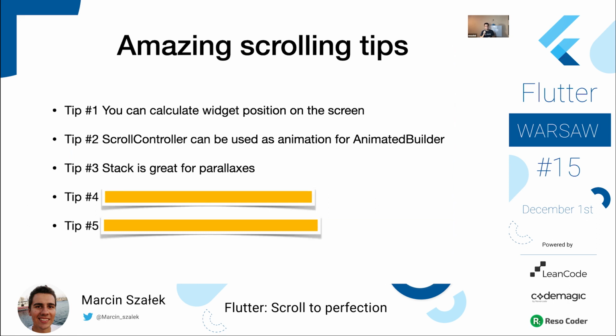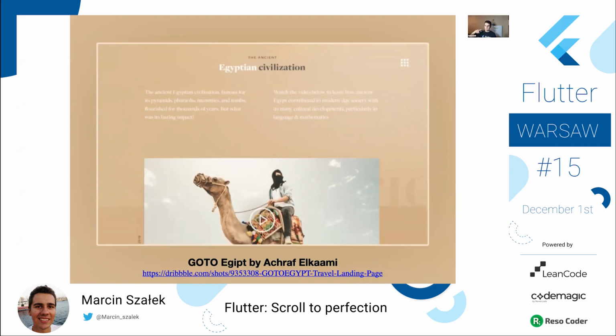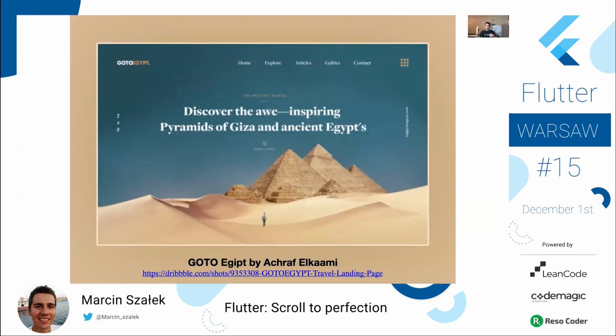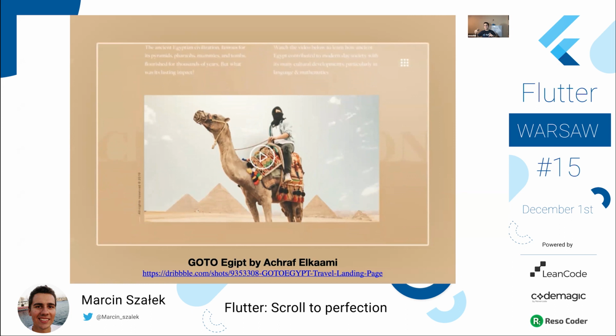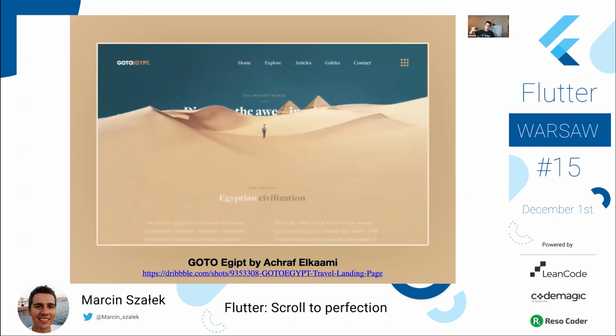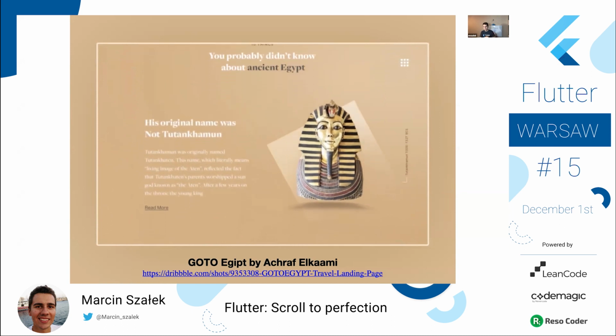Now, you may have seen this example in one of my previous talks, but I will expand it a bit in this talk with tip number 4, which is: init state doesn't go well with scrolling. And what do I mean by that? First of all, let's see this design again. And you can see that there are elements that are fading in or translating from outside of the screen towards the screen once a user is reaching them, right?